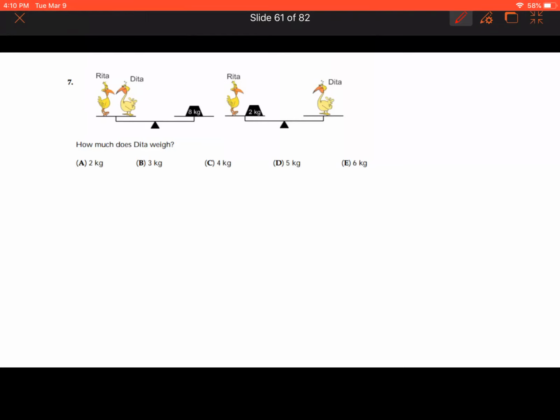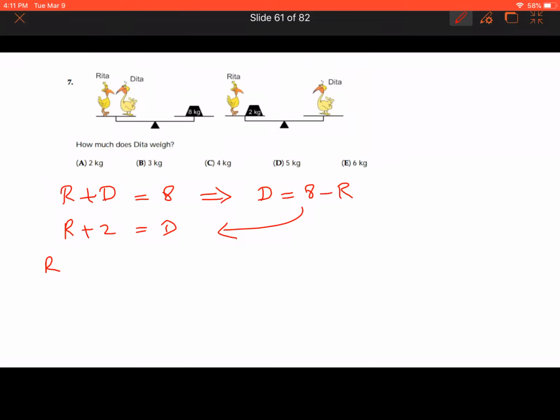Okay, they have given a relationship. We are just going to express it in equation format. Reta plus Deta is equal to 8 kilograms, and Reta plus 2 kilograms is equal to Deta. So this equation we are just going to write in the format of Deta. Deta is equal to 8 minus Reta, and then we are going to substitute in this equation. So Reta plus 2 is equal to 8 minus r.